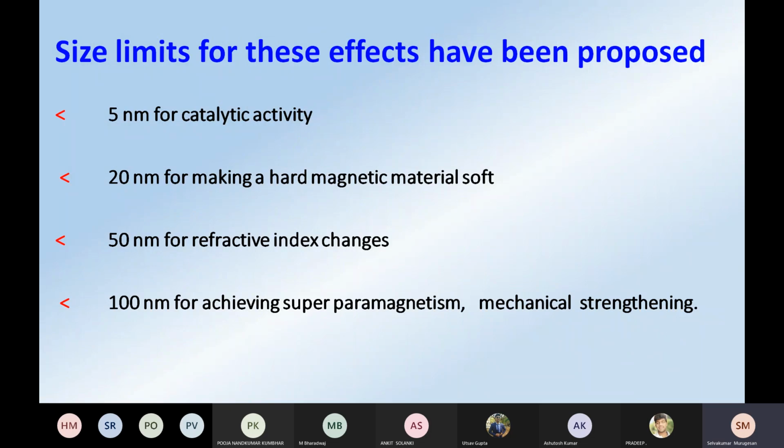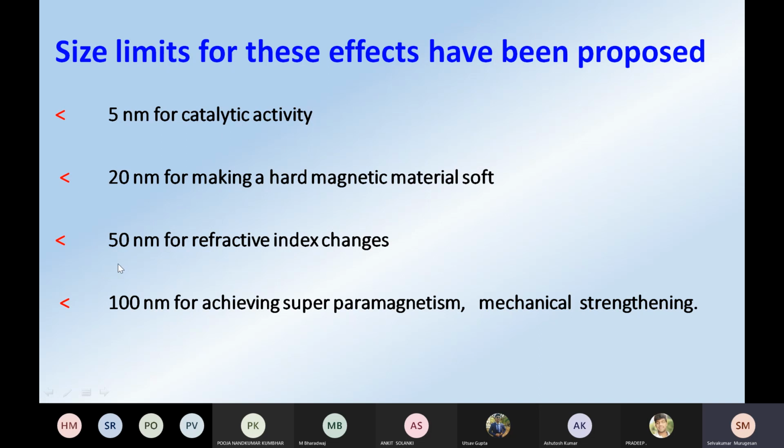Many people have proposed that for catalytic activities, usually less than 5 nanometer is preferred. That could be any catalytic activity, photocatalytic activity or chemical reaction catalytic activity, etc. And greater than 20 nanometer for making hard materials, less than 20 nanometer is preferable for making very hard magnetic soft materials.